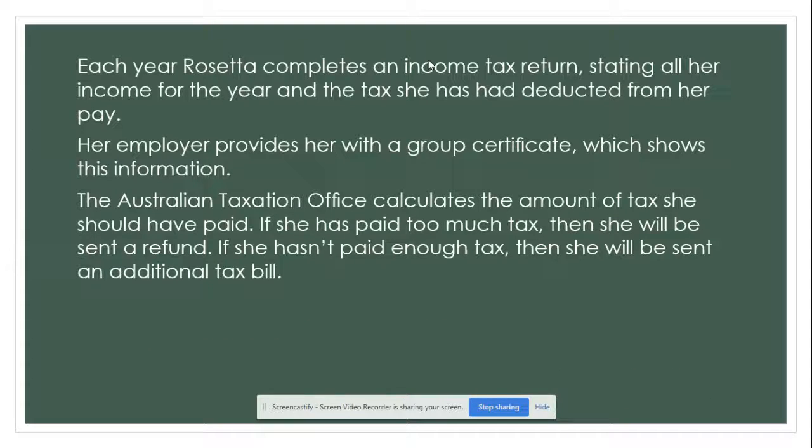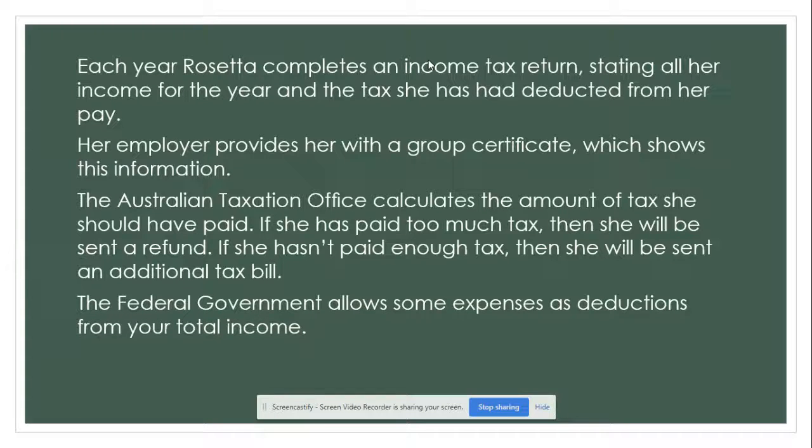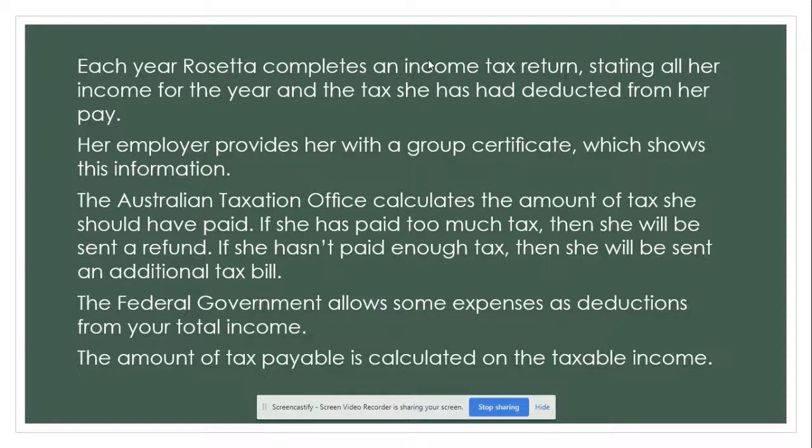The Australian Taxation Office calculates the amount of tax she should have paid. If she's paid too much tax, then she's sent a refund. We always hope for those. If she hasn't paid enough tax, then she owes an additional tax bill. The federal government allows some expenses as deductions from your total income. The amount of tax payable is calculated on the taxable income.